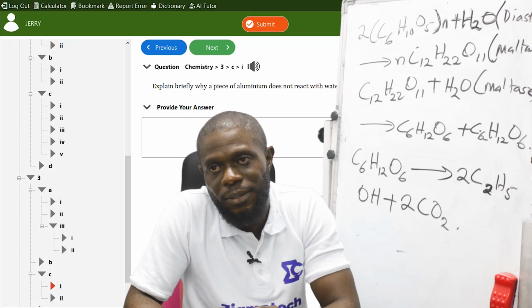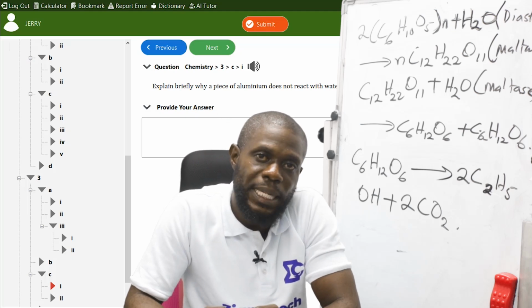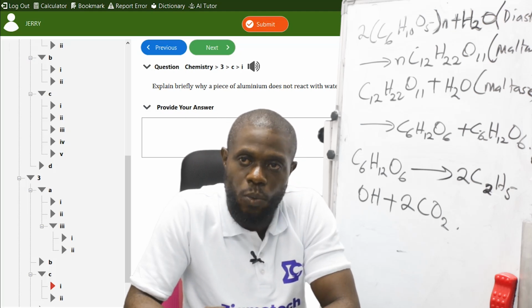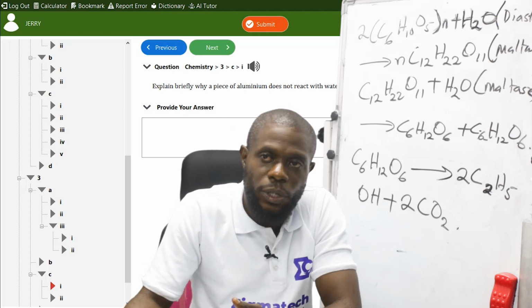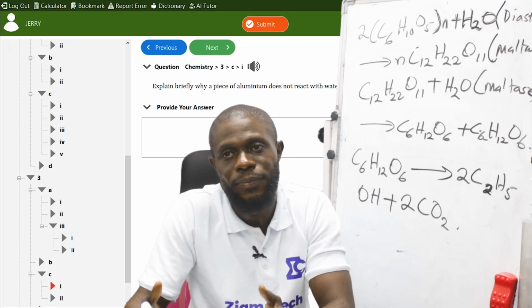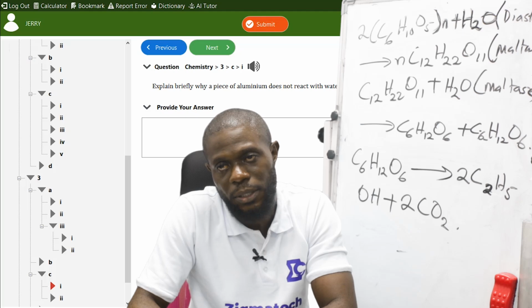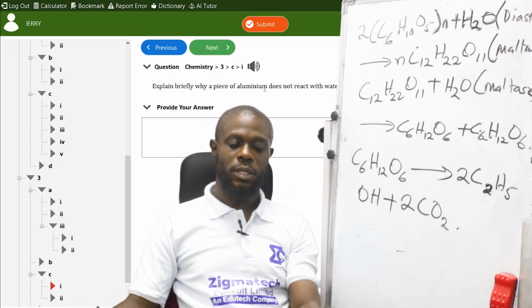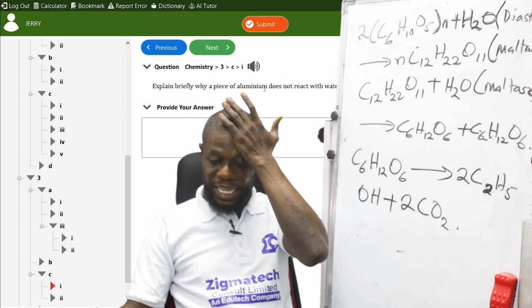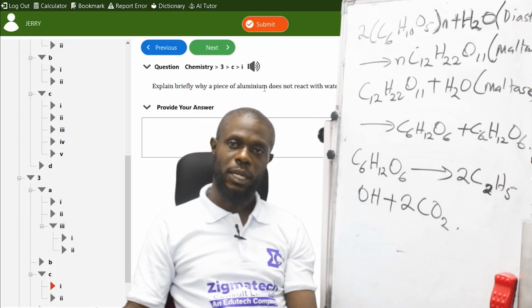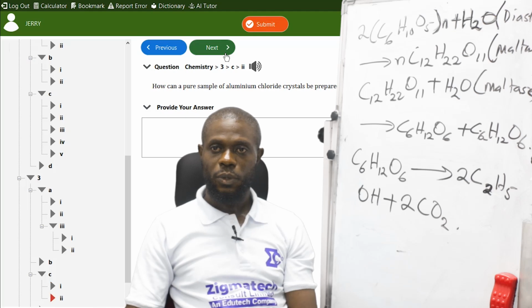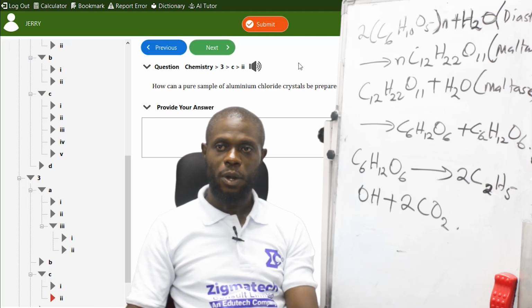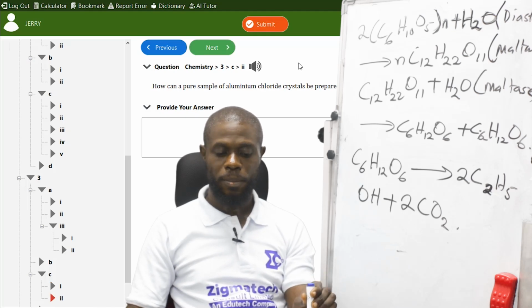That's all. Because it creates an oxide film that does not react to what? Water. Now, for corrosion, it creates an oxide film that prevents corrosion. So that is why aluminum does not react with water. Because it creates an oxide film that is resistant to water. The next question says, how can a pure sample of aluminum chloride crystal be prepared from aluminum?